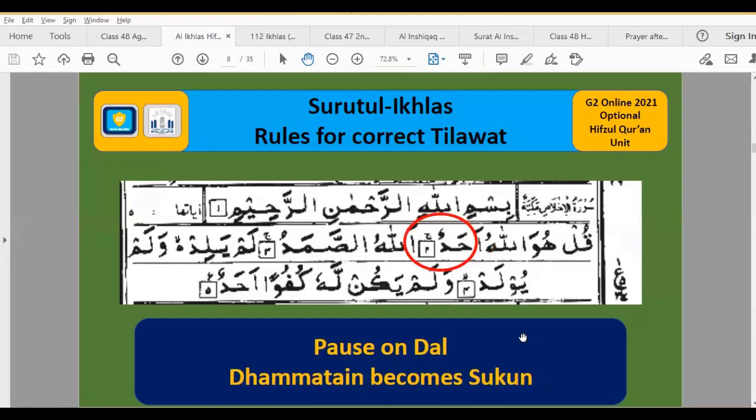After this, we can see that we're approaching the end of the verse. Okay, and we know that we have to stop or pause on the letter dal. Okay, so what we have to do is look at the sign or the symbol that's on the dal, which is a dhammatain. Okay, and we have to understand that this dhammatain will become a sukoon when we want to take a pause. Okay, so this dhammatain will become a sukoon when we're stopping over here.